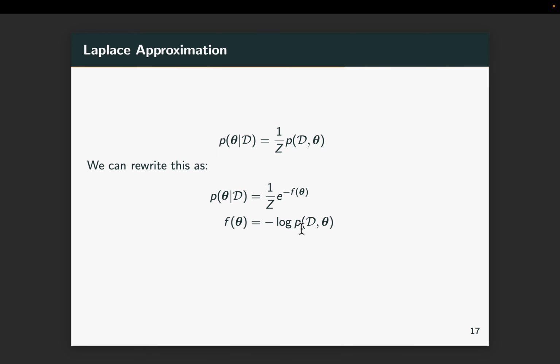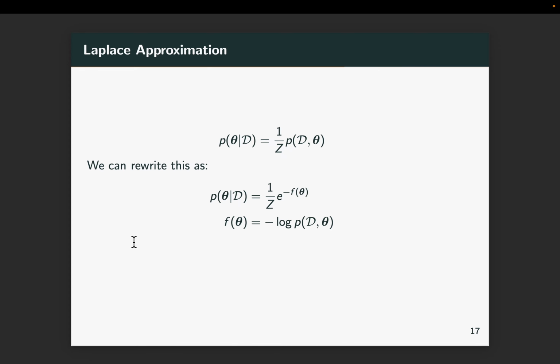We can rewrite this as 1 over z e to the power minus f of theta, where f of theta is minus log p of d comma theta. Right. What do you think the term f of theta is called? Log joint? Negative log joint? Right. F of theta is the negative log joint, which is the same as negative log prior plus negative log likelihood. So, f of theta turns out to be the function which we have been optimizing thus far to get the theta map, to get the map estimate.